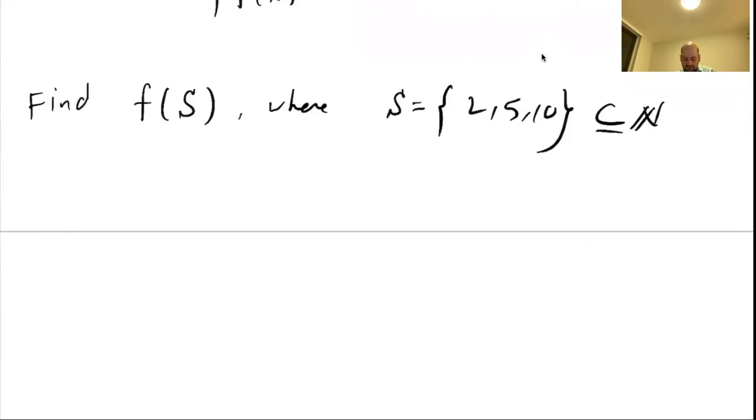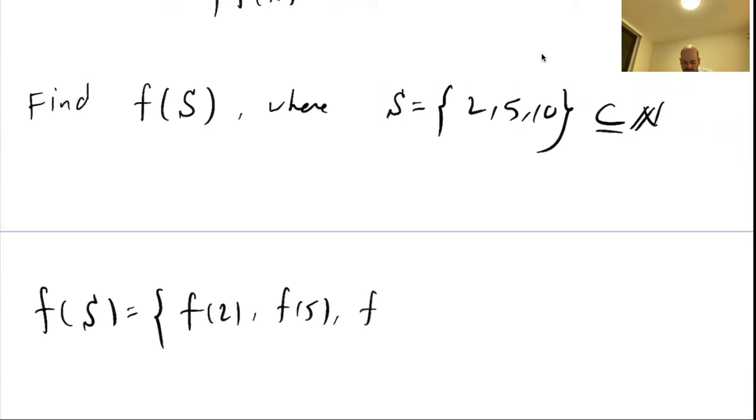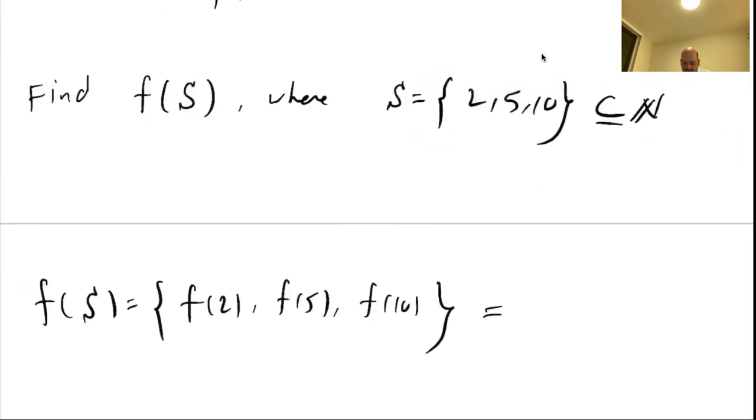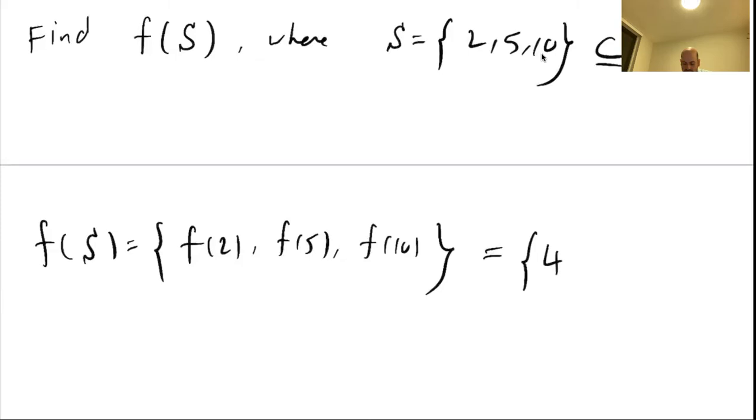So what is f of S according to the definition? F of S is equal to the set of all elements f of a, where a comes from the set S. So it's going to be f of 2, comma, f of 5, comma, f of 10. What is it? F of x is x squared. So f of 2 is 4, f of 5 is 25, f of 10 is 100. That's it. So a set containing 4 and 25 and 100. That's my f of S in this example.